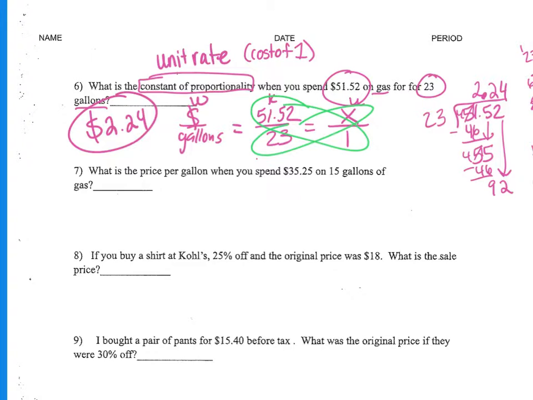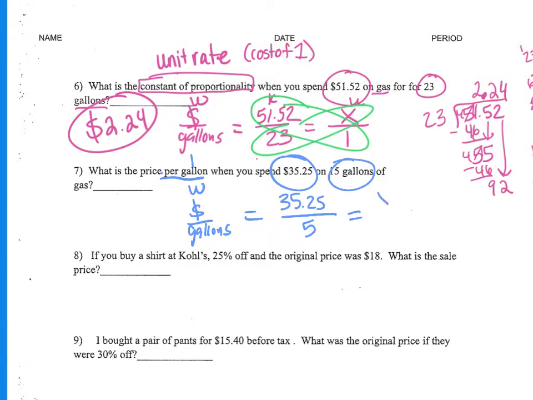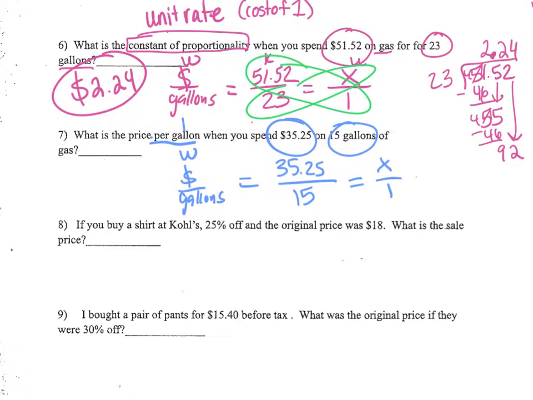Same thing on number 7, the price per gallon. So the price per 1 gallon when you spend $35.25 on 15 gallons of gas. So we know we're comparing money to gallons. We know that it costs $35.25 for 15 gallons. We want to know what the price of 1 gallon is.